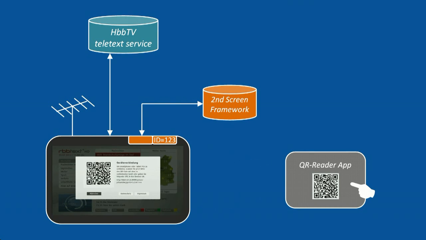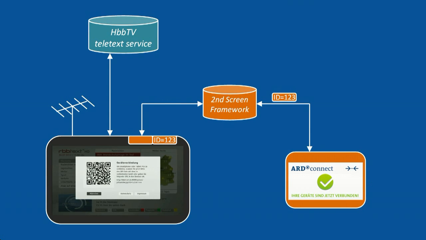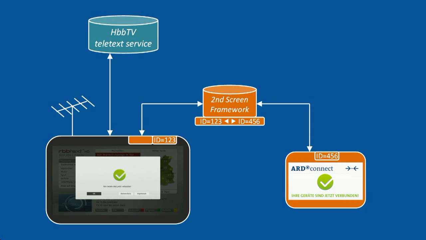The code contains an URL loading a specific launcher application on the tablet. As a parameter of the URL in the QR code, the tablet passes also the device ID of the TV set to the framework server. The server notes this ID and sends back a new device ID for the tablet, which is also stored locally in a cookie. The framework keeps the information in its database, which IDs belong to the coupled devices. Now, a persistent coupling of both devices is achieved.